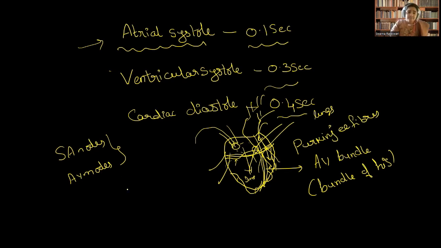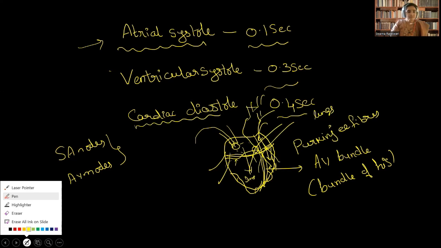At this state, all the chambers of the heart will be in the relaxed state, which we call cardiac diastole. It means the entire heart is in the relaxed state, which lasts for about 0.4 seconds. Okay. So these are the different stages of the cardiac cycle: atrial systole, ventricular systole, and cardiac diastole.